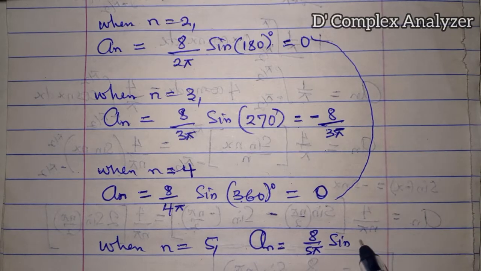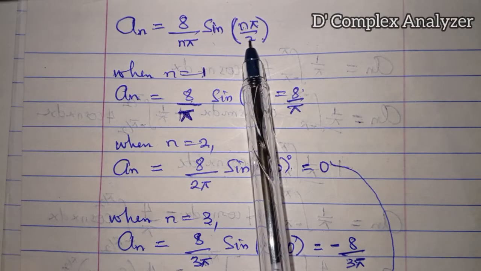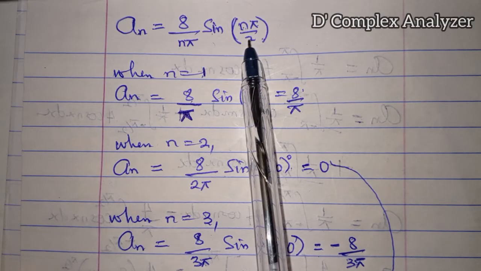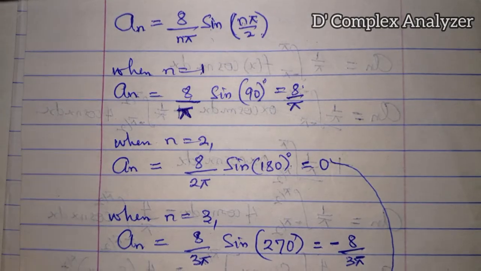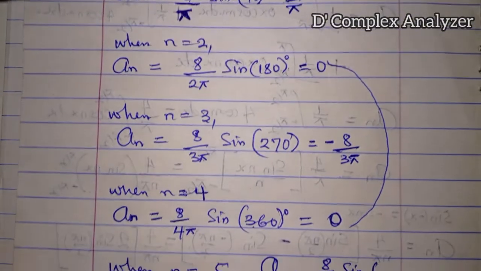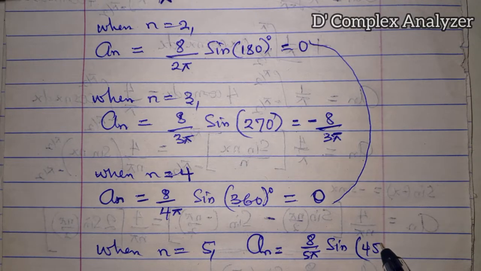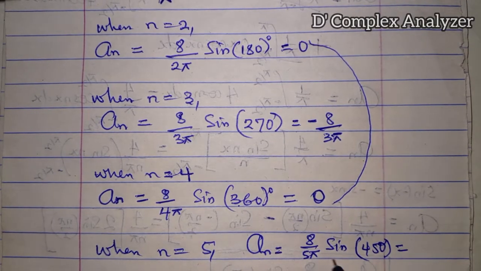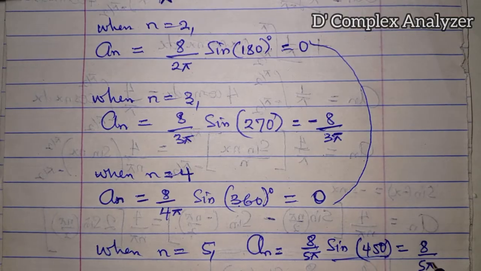5 times 180 divided by 2 is 450. So sine 450 degrees is actually 1, to give you 1. Okay? So when n is equal to 5, we have sine 450 degrees, which is equal to 1. So 1 times 8 over 5 pi is actually 8 over 5 pi.